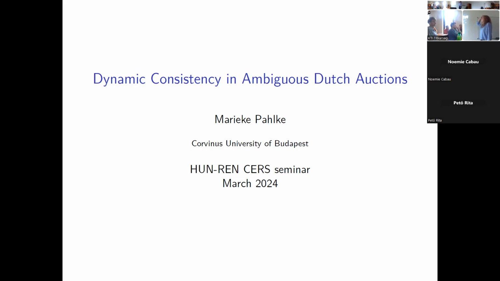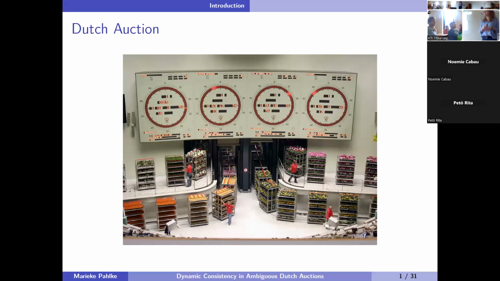So today I'm talking about dynamic consistency and about ambiguous Dutch auctions. So let me just start with this nice picture. A Dutch auction is just a decreasing price auction. Some of you have already seen those kinds of pictures before. There's a clock that's basically running down, counting the price. The seller starts with a relatively high price and then decreases the price until one of the bidders accepts. That's a standard Dutch auction, a decreasing price auction.